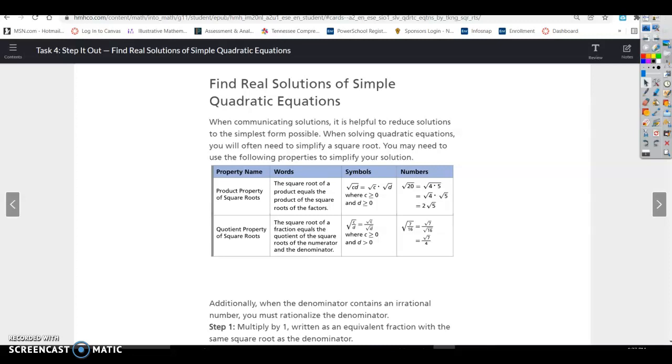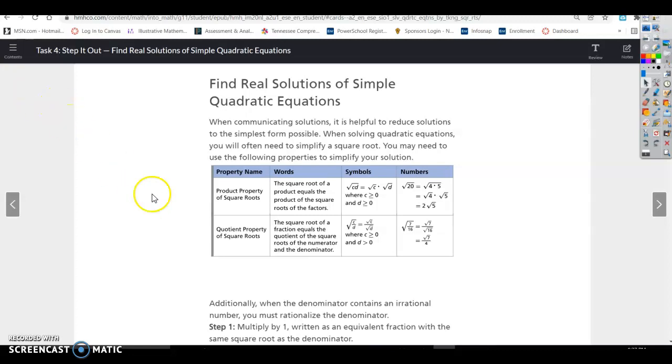Lesson 2.1, Task 4. Find real solutions of simple quadratic equations. When communicating solutions, it is helpful to reduce solutions to the simplest form possible. When solving quadratic equations, you will often need to simplify a square root. You may need to use the following properties to simplify your solutions.